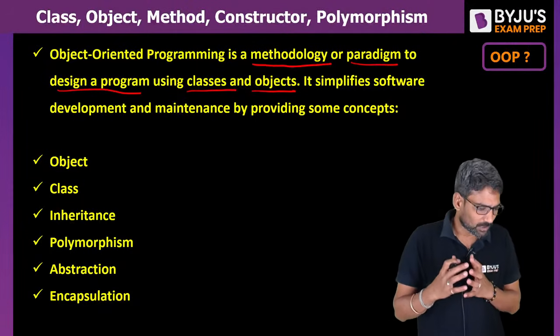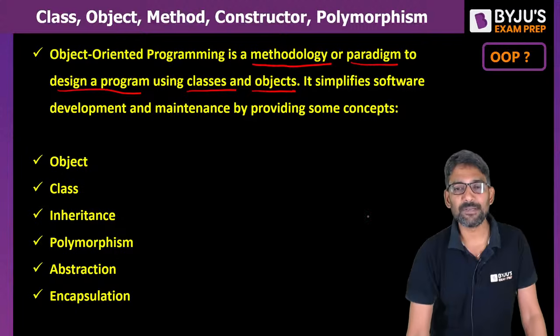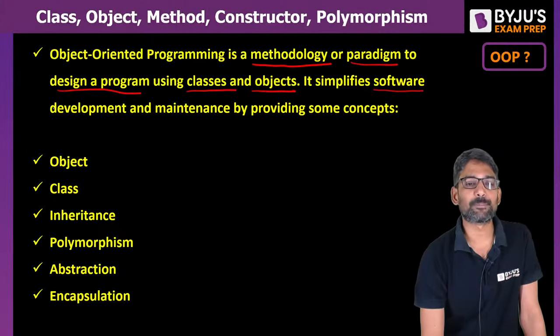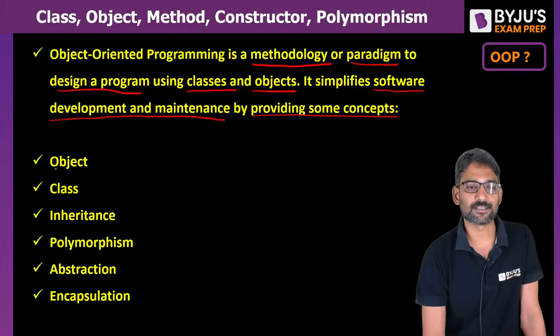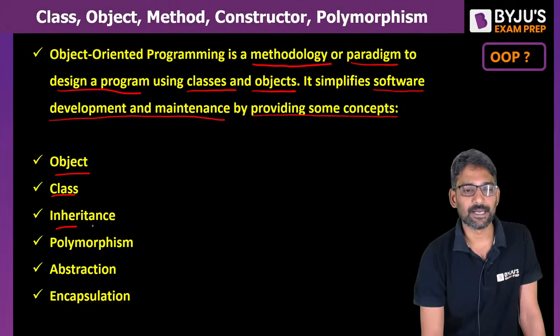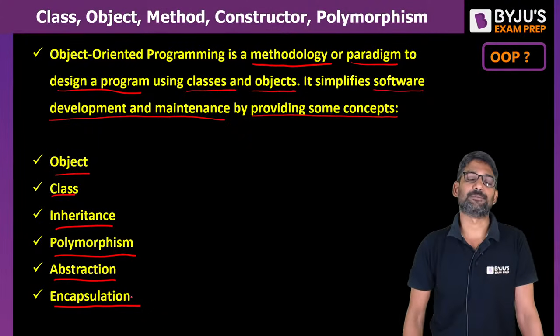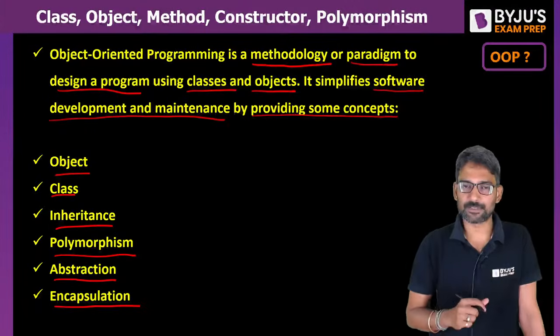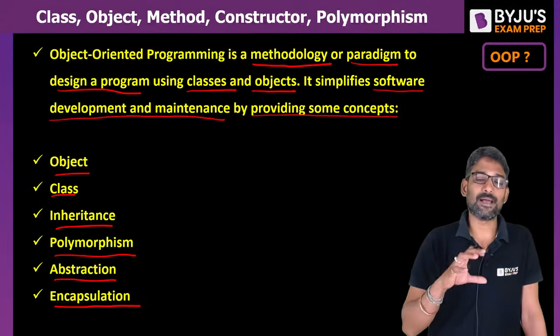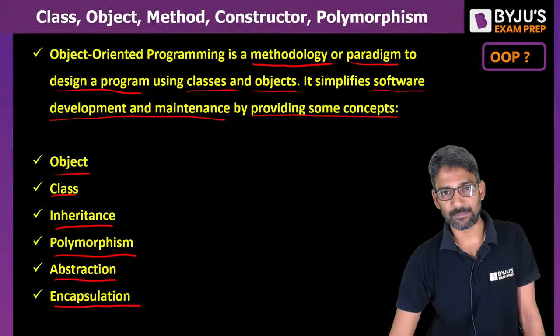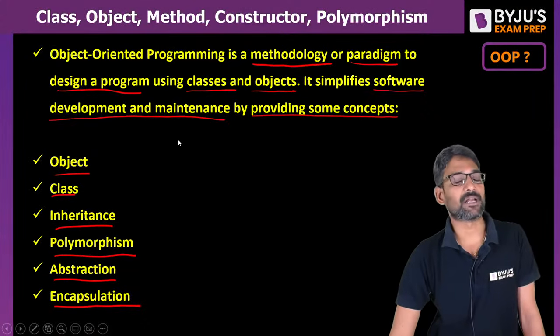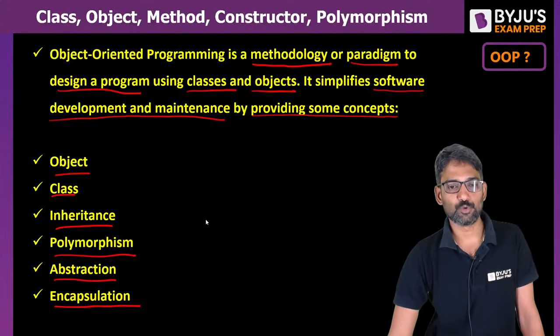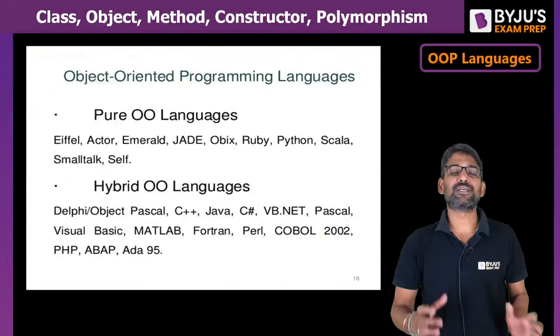What is the advantage of it? It simplifies software development and maintenance by providing some concepts such as object, class, inheritance, polymorphism, abstraction, and encapsulation. So these are the concepts which make a programming object-oriented programming. These are the concepts we refer to as OOPS concepts.